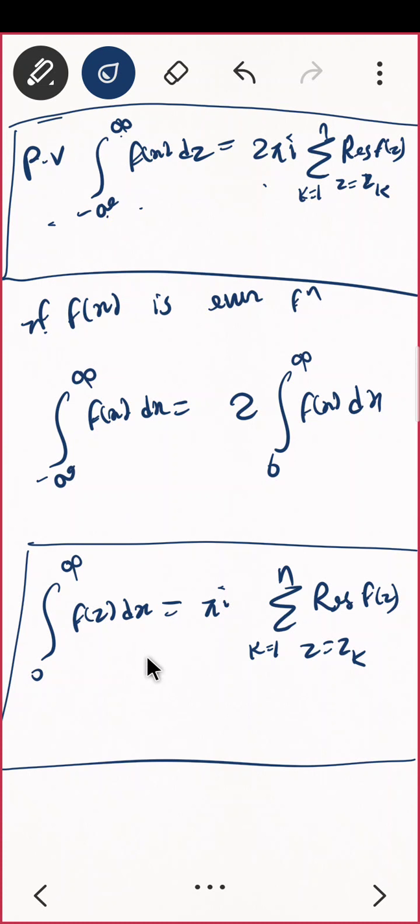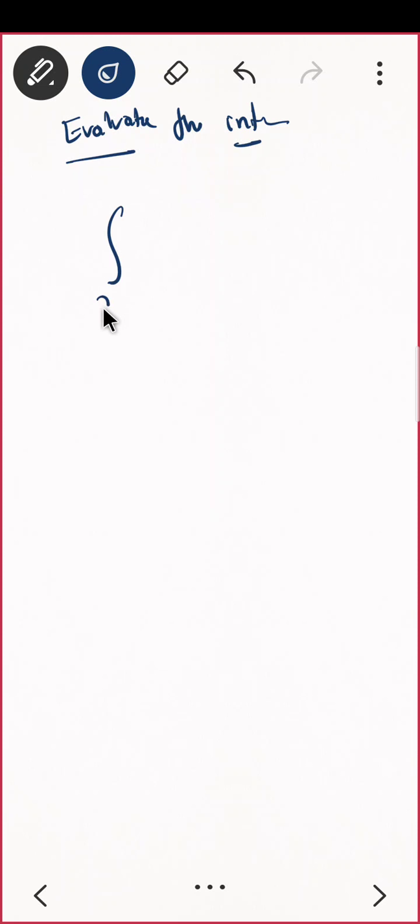Let us see one example, then you will quite understand how to solve. Okay, all this is fine. Now the next, most important thing is how to solve. Evaluate the integral. Okay, what is this integral? 0 to infinity of x square upon x raised to 6 plus 1. First of all, can you solve this integral by any other means? Can you do that?